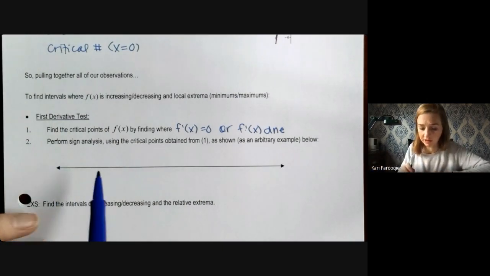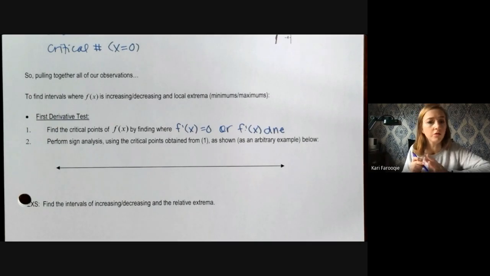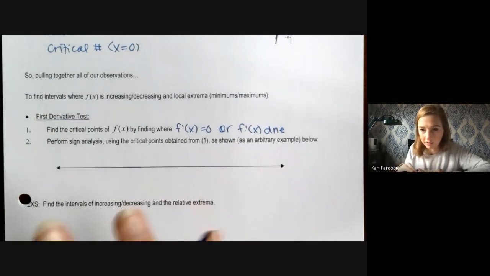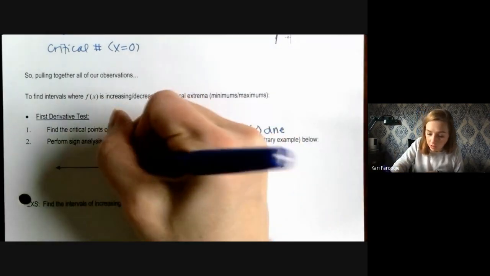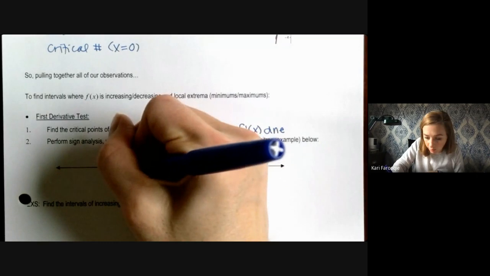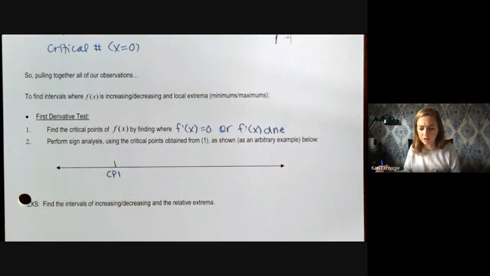We're going to perform sign analysis using the critical points obtained from number 1, as shown. I'm going to give you an arbitrary example of what this would look like, so this is not applying it to any particular function. I just want to show you what a sign analysis would look like. What you're going to do is find those critical points where your derivative either equals 0 or does not exist, and list them in order as though you were on a number line. So maybe this would be your critical point number 1, or sorry, we're calling them critical numbers, they're the same. So don't be like, wait, is it a critical point or a critical number?